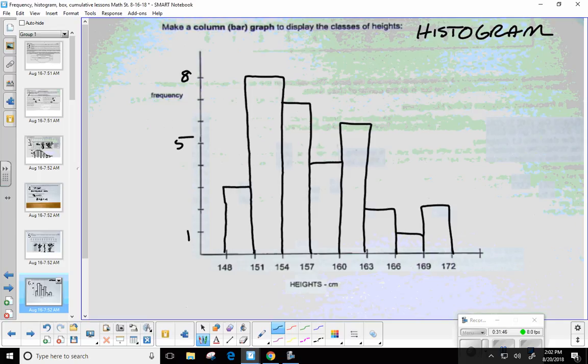Okay, and this one here, I guess it just got cut off. That's where the 174 should be, and then that had 3 elements in it. So I'm just going to go up to 3. So there we go. There's our histogram. But again, it still represents frequency, the number of times an element shows up in a set.